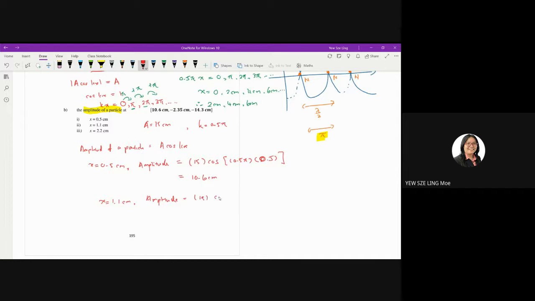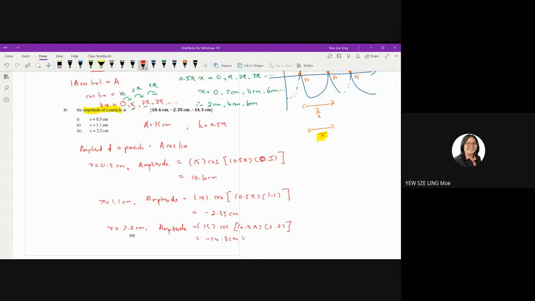So the second value, when x equals 1.1 cm, the amplitude is equal to 15 once again, and then cos 0.5 pi times 1.1. So you will obtain negative 2.35 cm. And then when your x is equal to 2.2 cm, amplitude is then equal to 15 cos 0.5 pi and again 2.2. So the final answer is negative 14.3 cm. Okay, so that is the answer for question V.